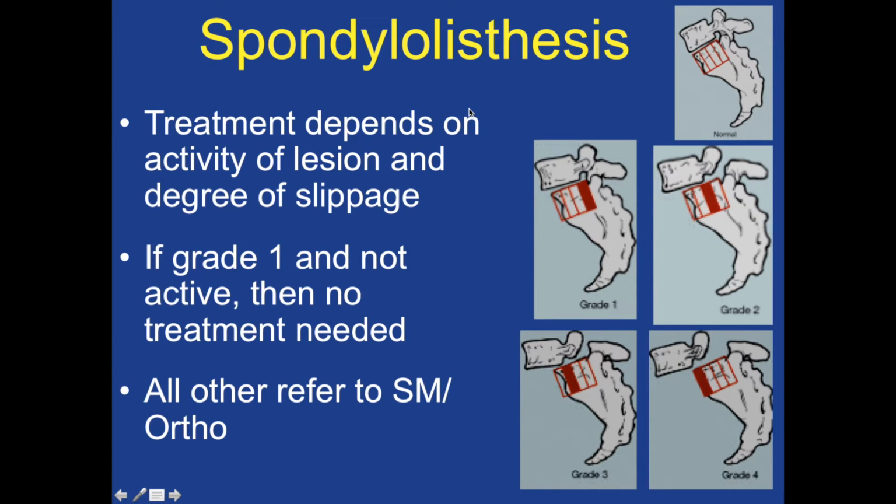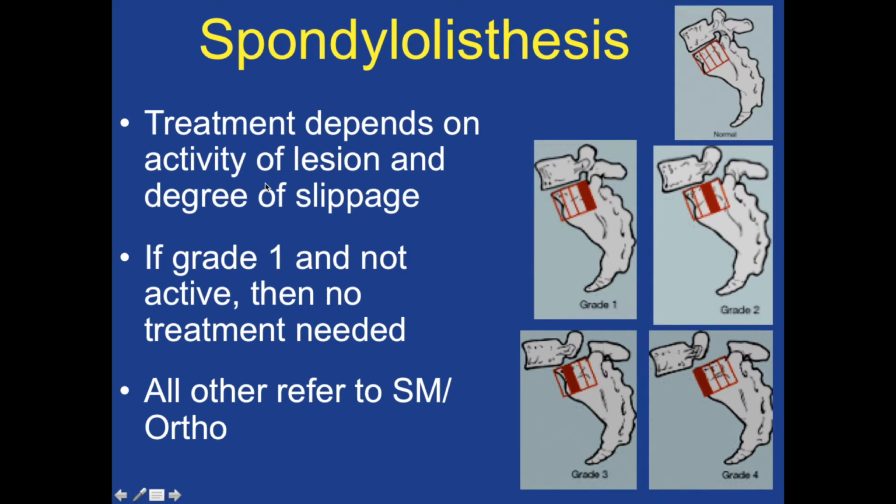We mentioned the spondylolisthesis before, and there's a grading criteria, and this is your normal here. A grade 1 is less than 25% of slippage. A grade 2 is up to 50% slippage. A grade 3 is 75% slippage, and a grade 4 is 100% slippage. And so the treatment depends on if the lesion is actually active and the degree of slippage.